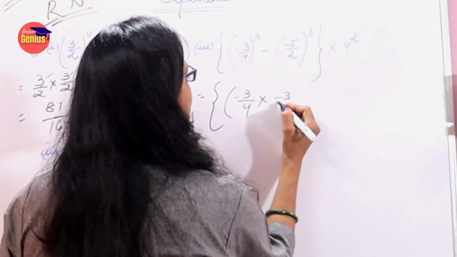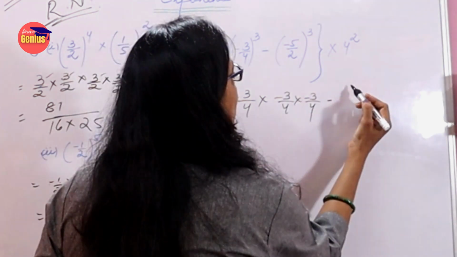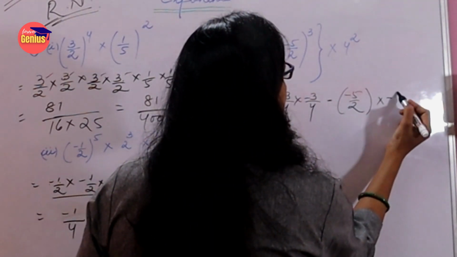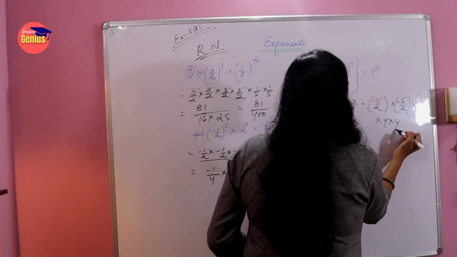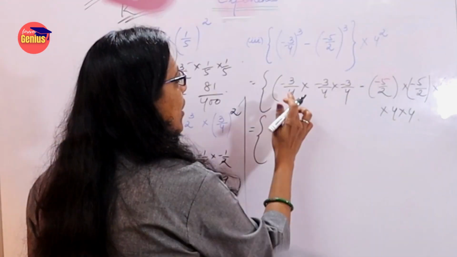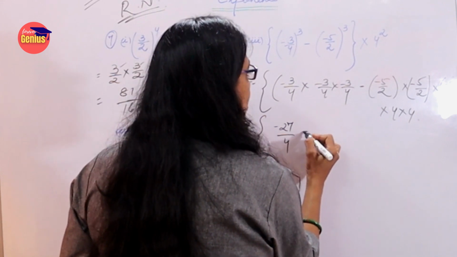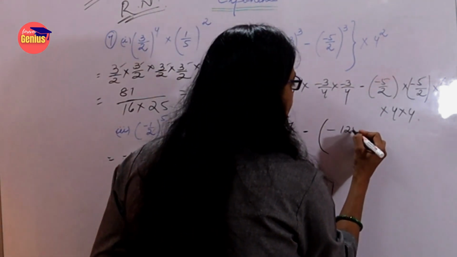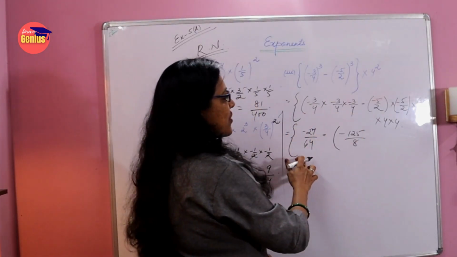So -3/4 times -3/4 times -3/4 minus, now this -5/2 three times will be in bracket. Why will it be in bracket? Because it is minus, the signs will change. Now this is coming to -27/64 minus, now this is coming to -125/8. 4 4s are 16, 4 16s are 64.